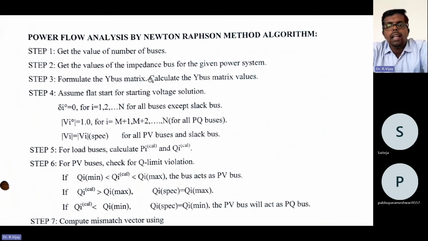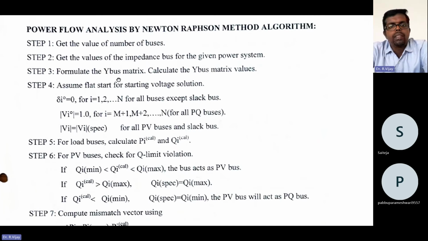What are the impedance values that you need to identify? If you are programming, you need to get all those values. If you are not programming, you need to identify the values and formulate the Y-bus matrix, the same as in the Gauss-Seidel method. Formulation of the Y-bus matrix is the same. Next, step 4 is also the same.